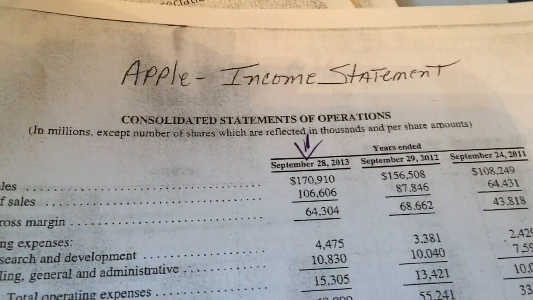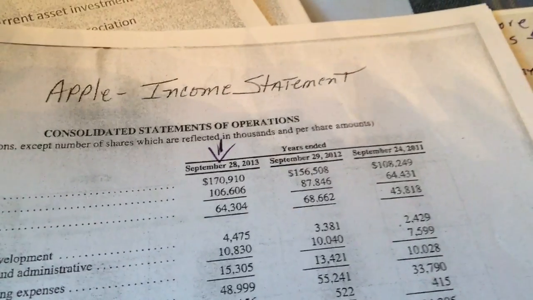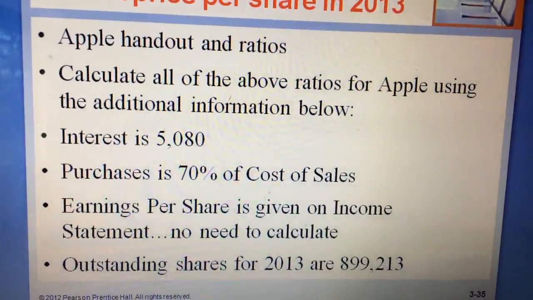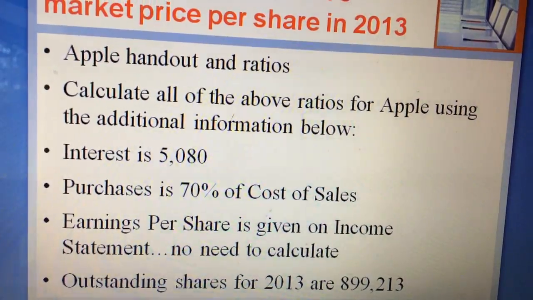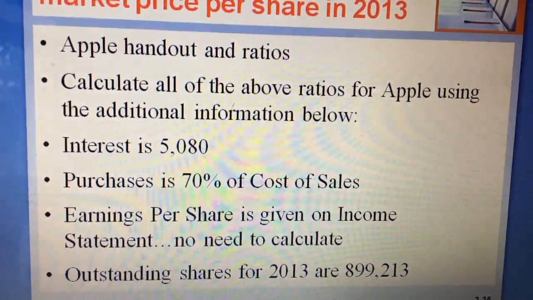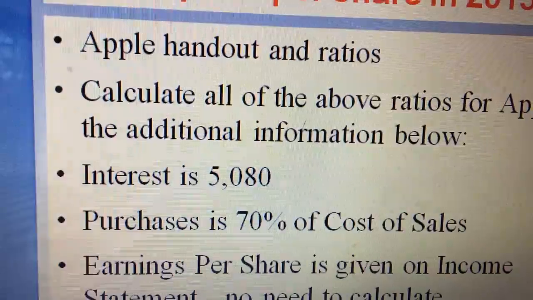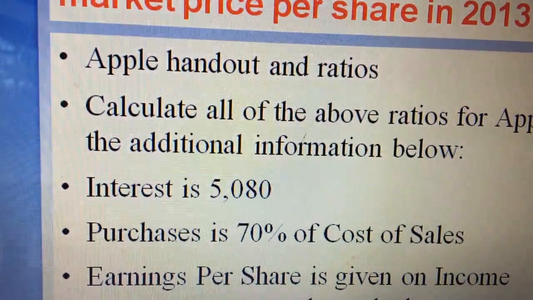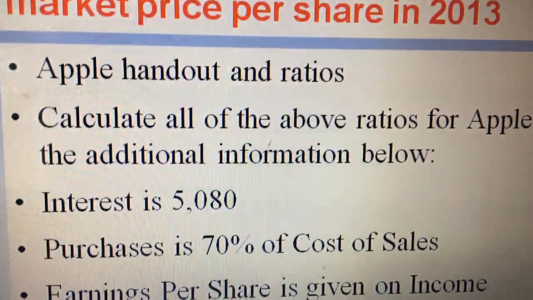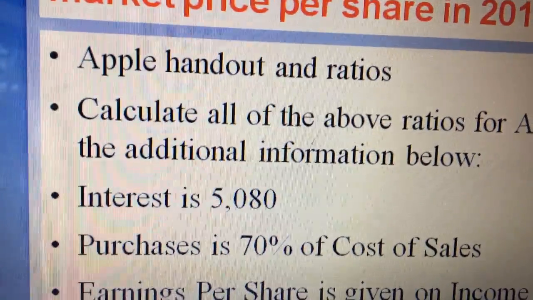Now, there is some additional information you need to know because you're going to be asking me what interest is. So on the very last slide, slide 35, it says interest is 5,080. Purchases are 70% of cost of goods sold, just like we calculated before. So 2 bits of information here. Interest 5,080 and purchases 70% of cost of goods sold, and that's going to be for your payment period, I believe.